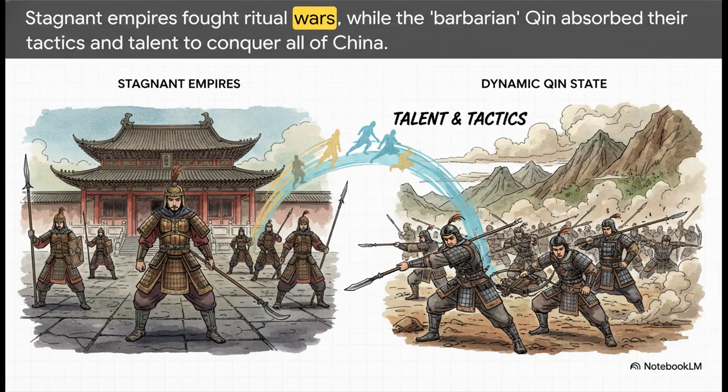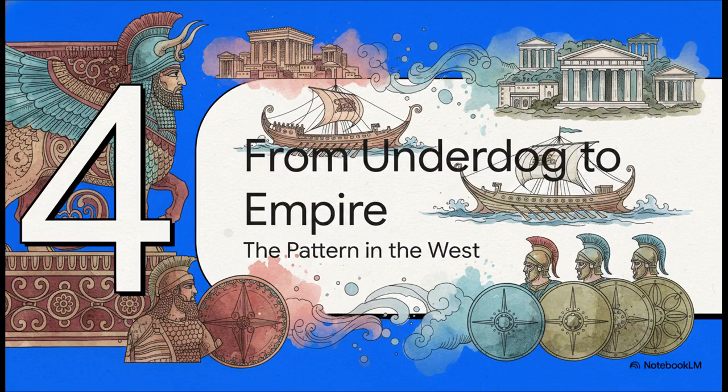And you want to see a perfect example of this? Just look at ancient China. The big, powerful states in the middle were stuck in their equilibrium, fighting these pointless ritual wars. Meanwhile, the poor, barbarian state of Qin on the edge, they were getting hired as mercenaries, learning all the newest military tricks, and attracting all the smart, ambitious people from the old empires. And then, they just rolled over everybody. Okay, so with that theory in our back pocket, let's watch this exact same pattern unfold in the West.